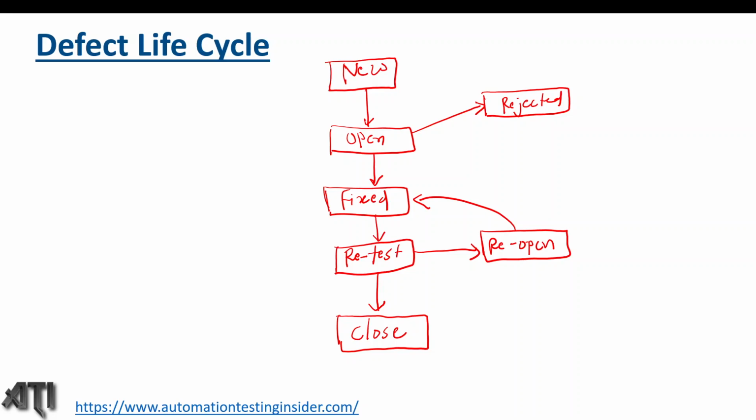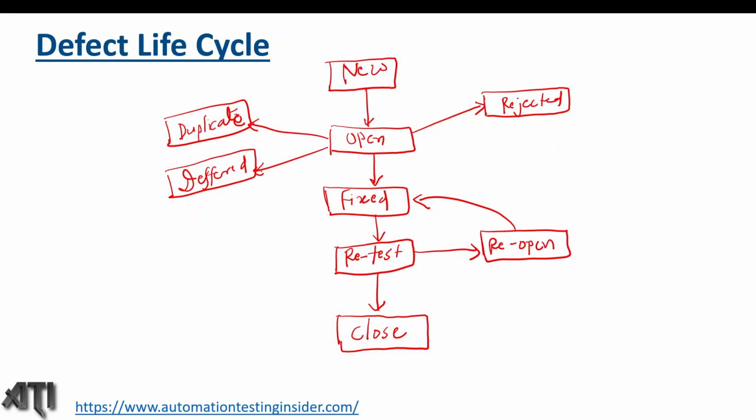Another status of the defect would be duplicate. If any defect is matching with any previous defect, the developer will make it a duplicate defect. And we have one more status, the deferred status. If any defect is not that important to fix in this particular cycle, we may fix it in the next cycle. So that's why we have another status called the deferred state.